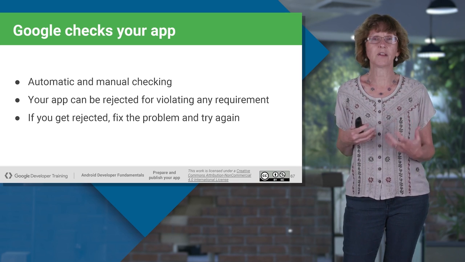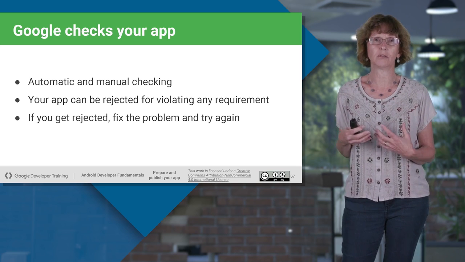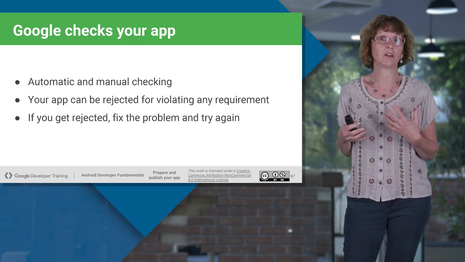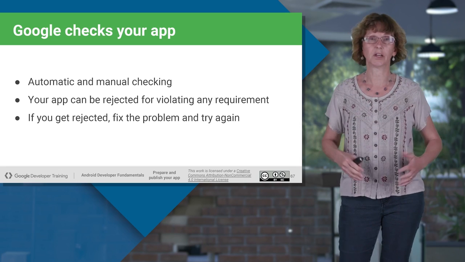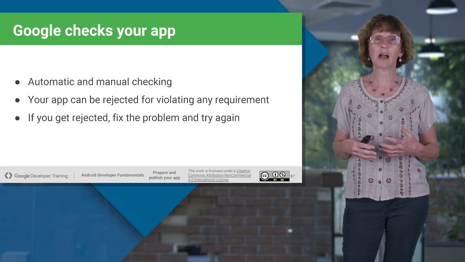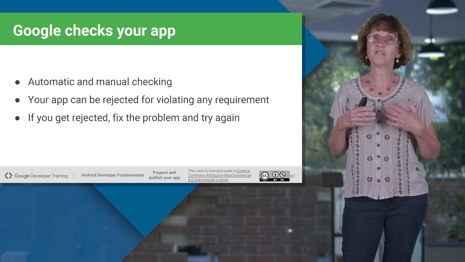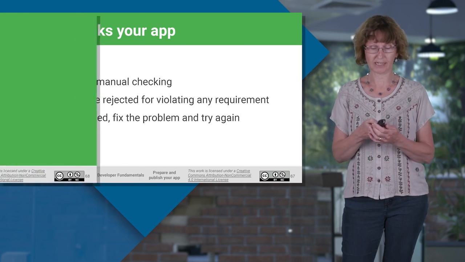Sometimes this will be a very small technical thing. Maybe your app launcher icon was too big or something. Don't just give up and say, oh my goodness, I can't publish my app. No, find out why it was rejected, fix the problem, and try again.